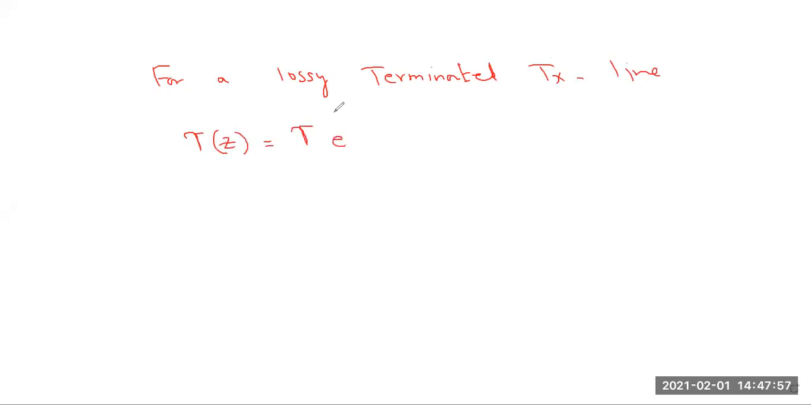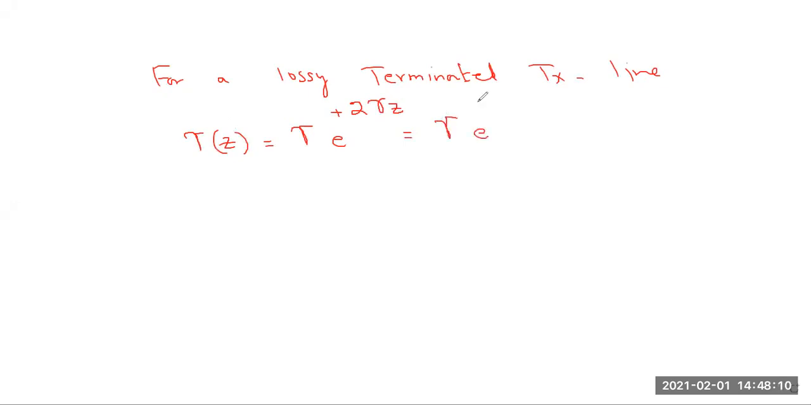Okay, so for a lossy line, the propagation constant as a function of position is equal to the propagation constant at the load times e to the power plus 2 gamma z. And we can also represent it in this manner.